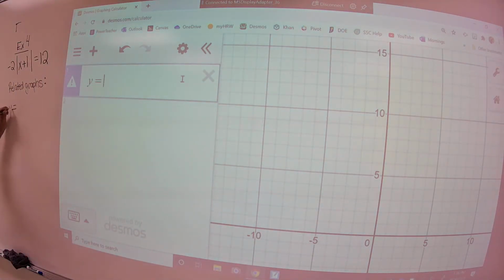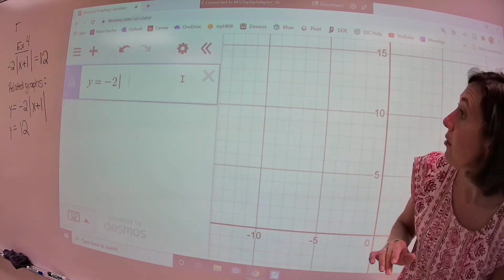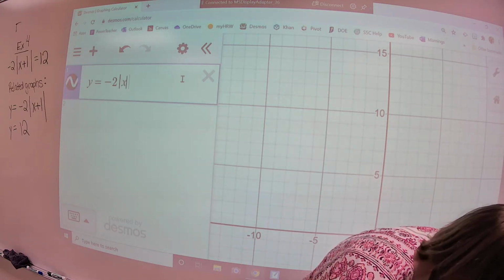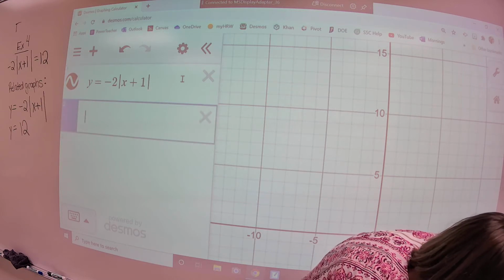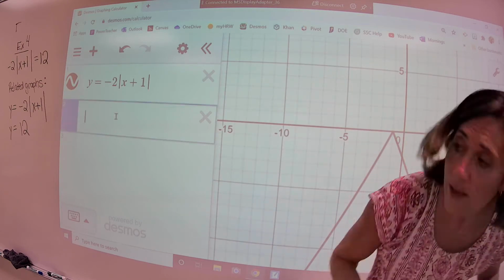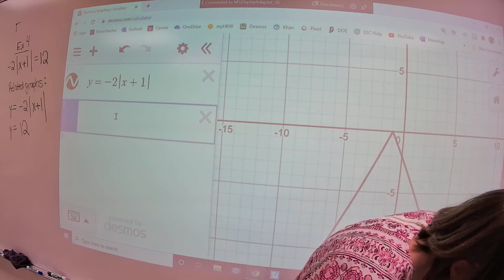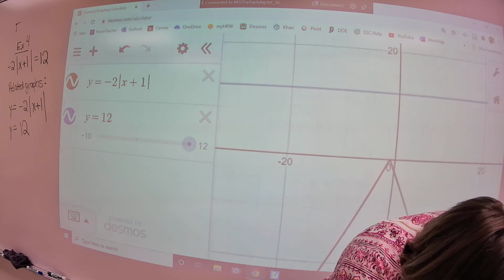So I'm going to take y equals the left side of my equation, and then I'm also going to graph y equals the right side of my equation. So I'm going to come over here. Y equals -2 times the absolute value of x plus 1. Close the absolute value. So there's that one. Let me move that up so you can see it a little bit better. And then our second graph is going to be y equals 12, because I want to know where that value equals 12. Okay, so let me zoom out so you can see this.